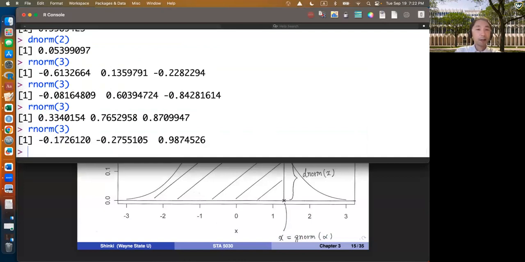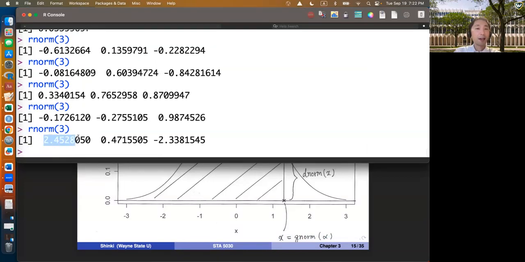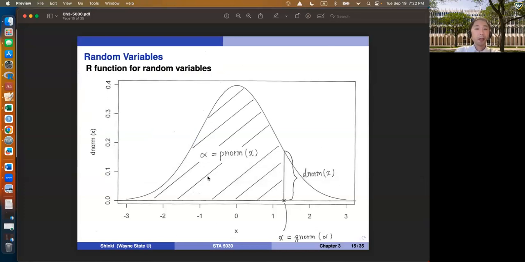Maybe sometimes it exceeds 1. Sometimes you get large numbers such as 2.45 or -2.33. So these are examples of how these functions work in R. Any questions?